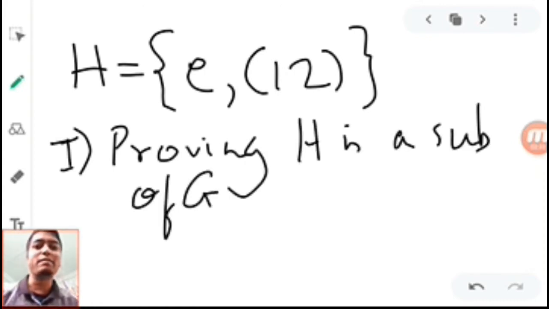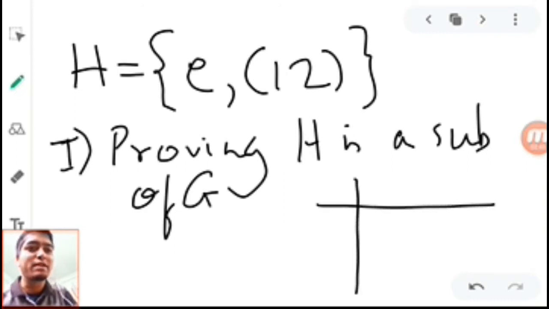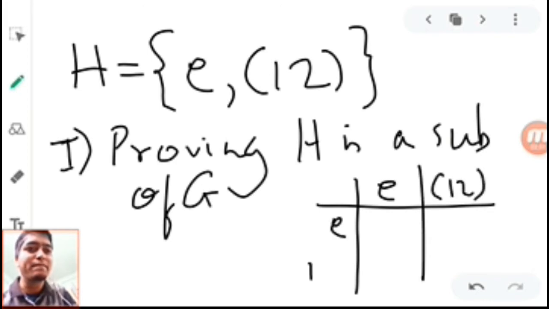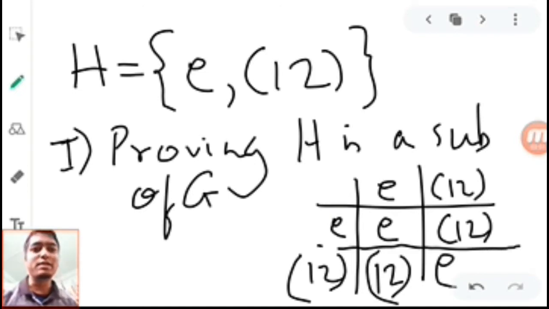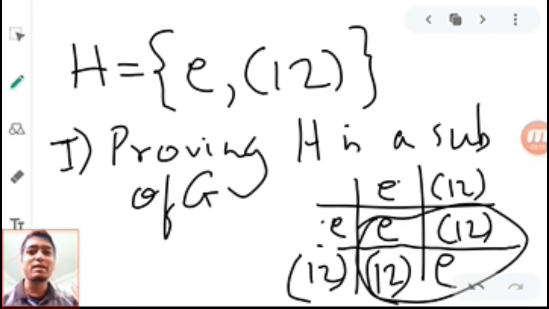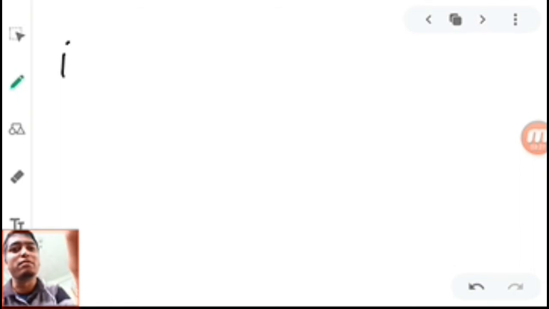Since we are having a finite number of elements, there are only two elements, so it is best if you can create the composition table. Over here we'll be having E, and the other element is (1 2). E and E will give you this. You can actually verify it. You already know how to compose cycles, so you will get this. This is the composition table for this subgroup only. If you compose any two elements, these are all the possible results. So you will see that all these elements in the results will be in H. So the first condition holds.